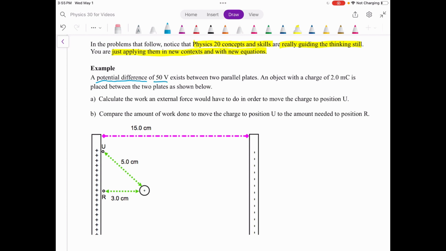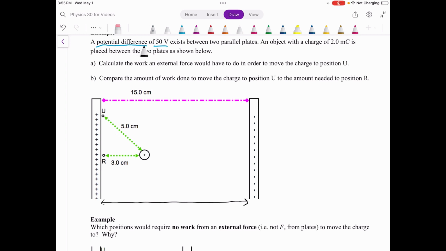An object with a charge of 2 millicoulombs is placed between the two plates as shown below. All right, so we've got our two plates, and this charge we're being told is 2 millicoulombs. Now we're told that there's a potential difference of 50 volts between the two plates.